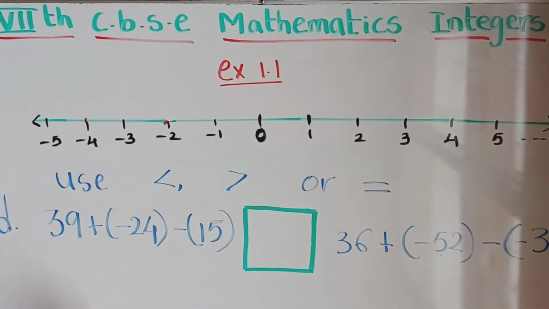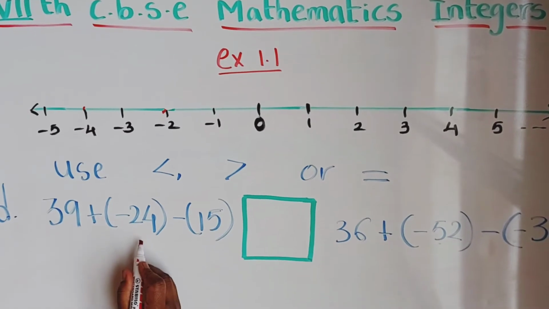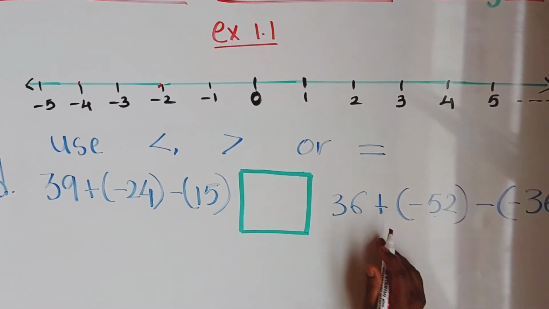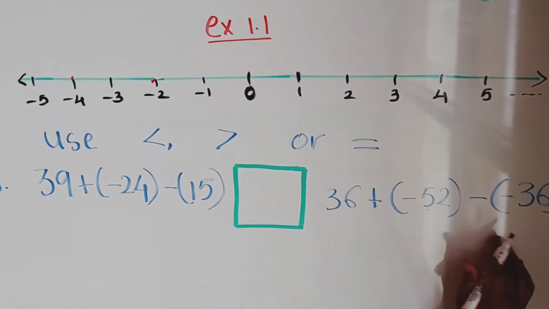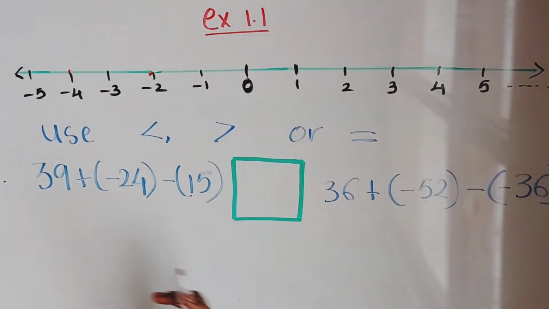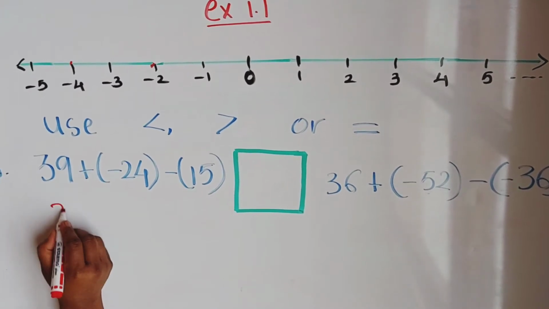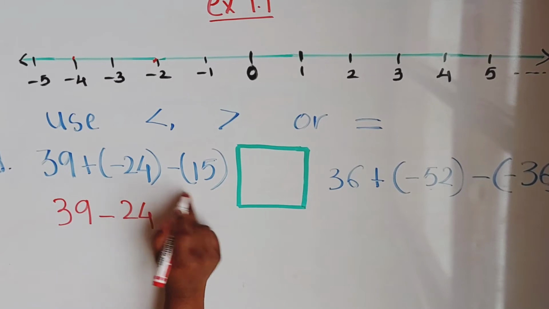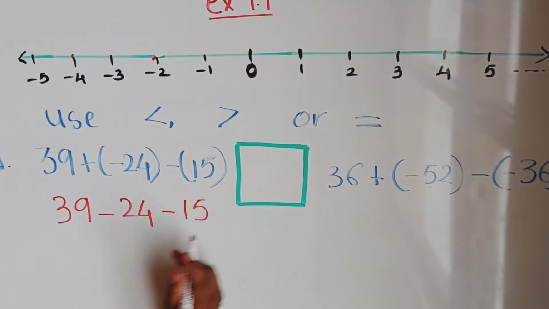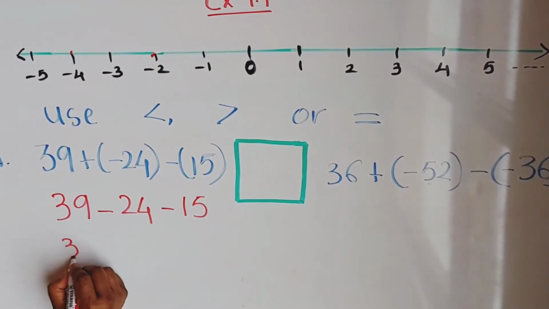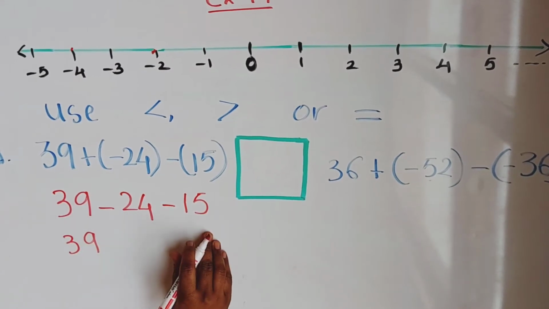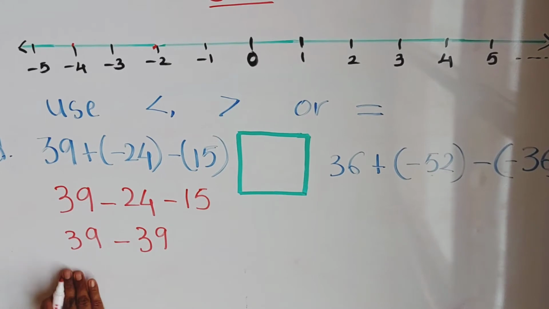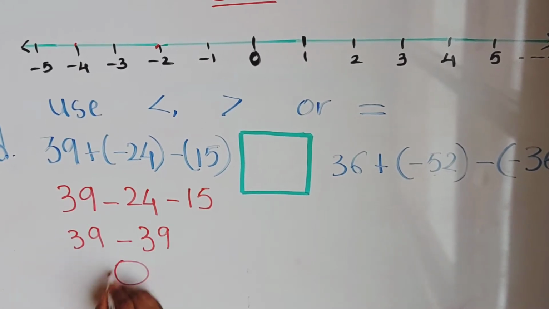Now question D, children. On the left-hand side, 39 plus minus 24 minus 15, and on the right-hand side, 36 plus minus 52 and minus of minus 36. So we'll see the left-hand side part first: 39 plus minus 24 and here also minus 15. First we add the negative numbers. 24 plus 15, how much? 39. It is minus 39. You know 39 minus 39 is 0, right?